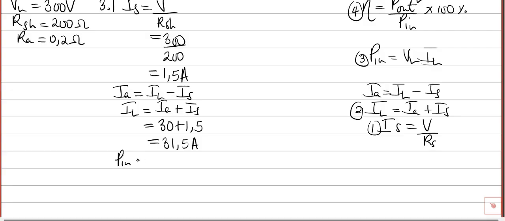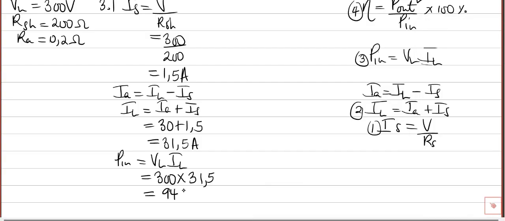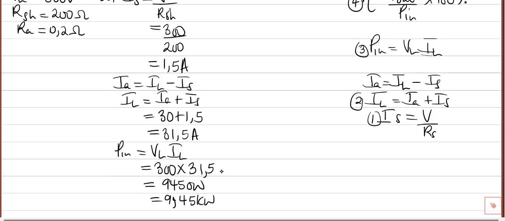Next step, find the input power. For our input power, we are saying VL times IL, where our VL is 300 times 31,5. That gives 9450 watts, which can be expressed as 9,45 kilowatts. You divide it by 1,000.